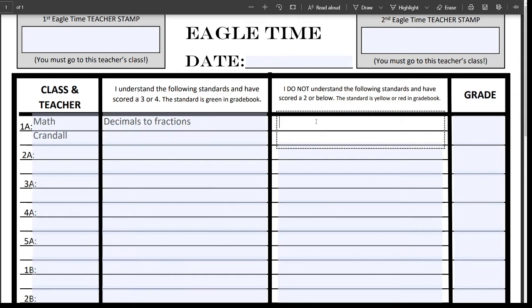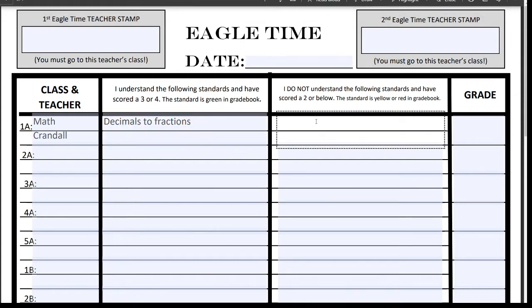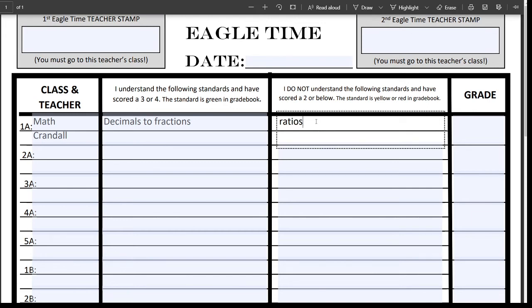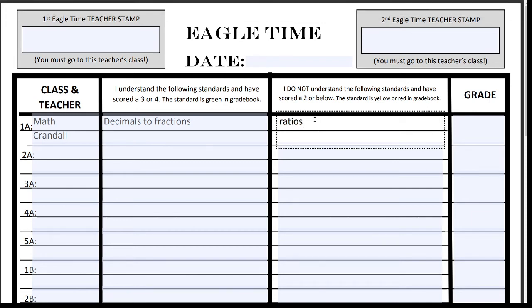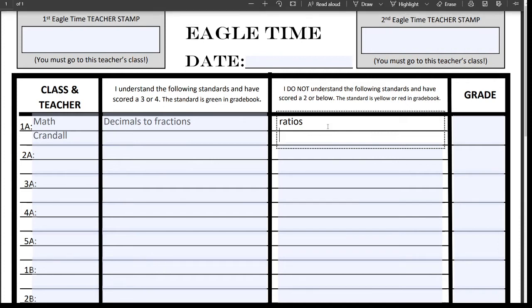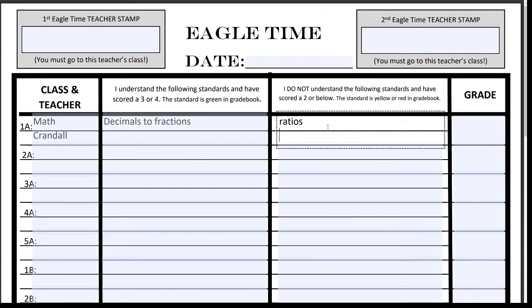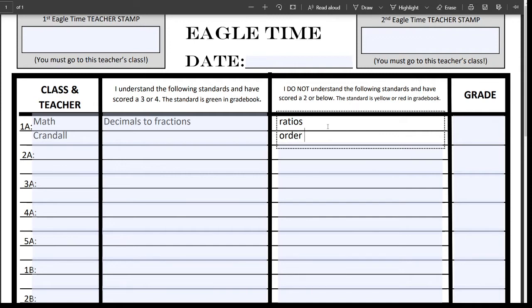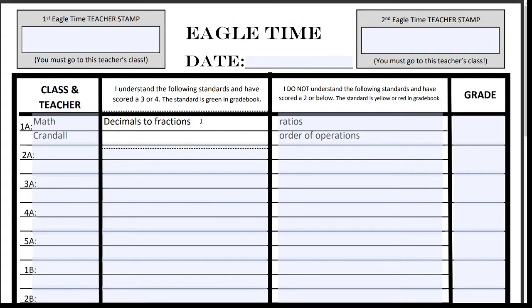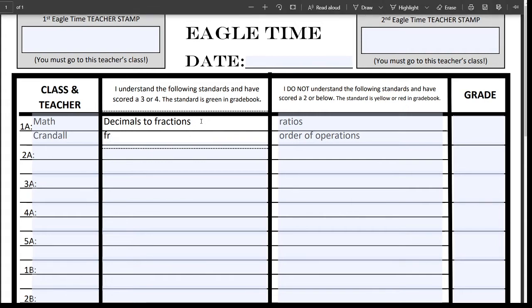And then later in the week we talked about ratios. And I didn't really get it. So I'm going to put ratios in there. And maybe later in the week we talked about something else like the order of operations. And I also didn't get that. But also in the week, we talked about something else, like, for example, just plain old fractions. And I got fractions down.